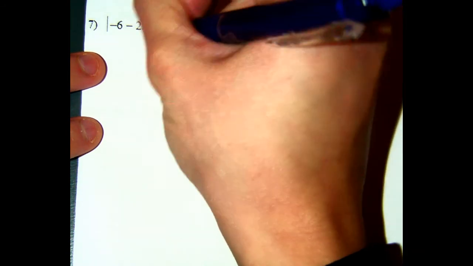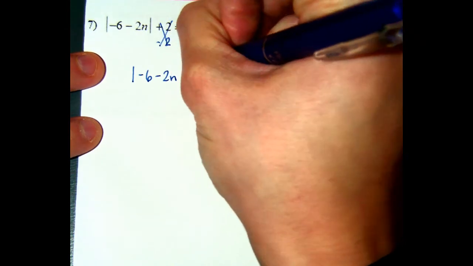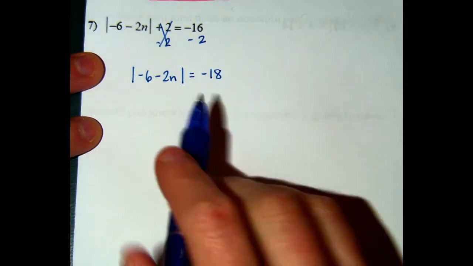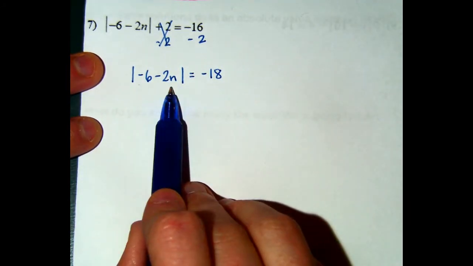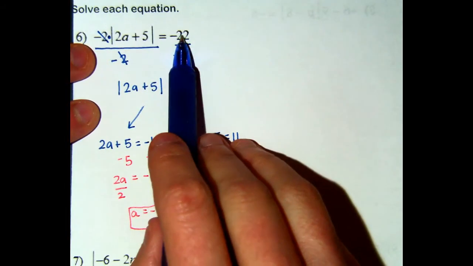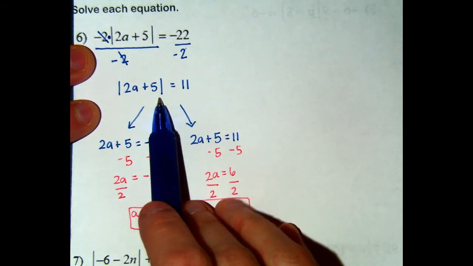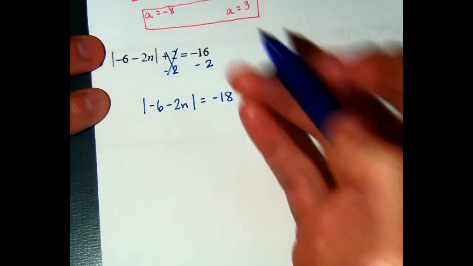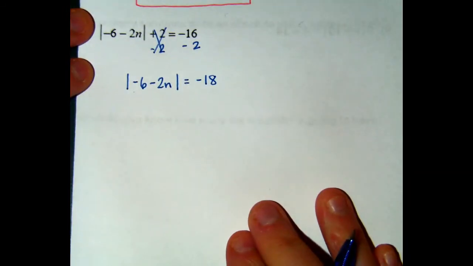All over again, I have to get the absolute value by itself. So I'm going to subtract 2, as that's the opposite. Absolute value of negative 6 minus 2n equals negative 18. And I have a problem. It is not possible for an absolute value to equal a negative number. There's no number that the absolute value of is negative. We did have a negative here, but when we got the absolute value by itself, we had a positive. So this one was fine. This one is not, because when I have the absolute value by itself, it equals a negative, which is not possible.